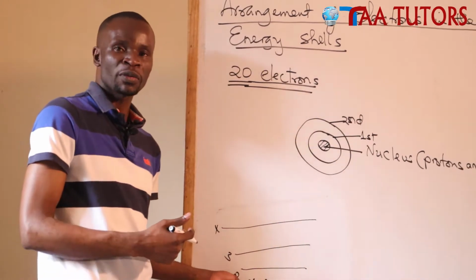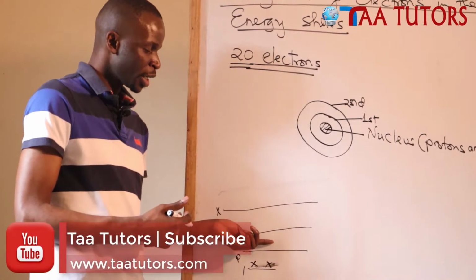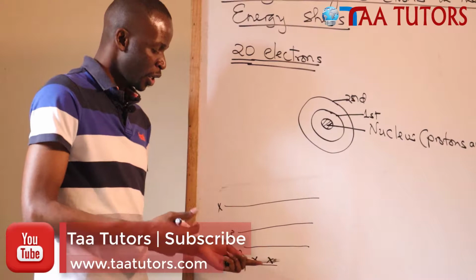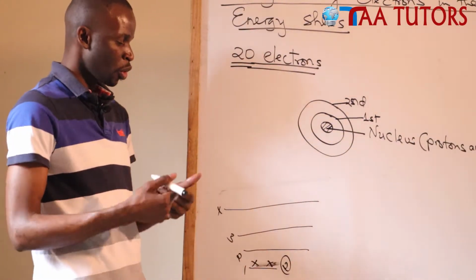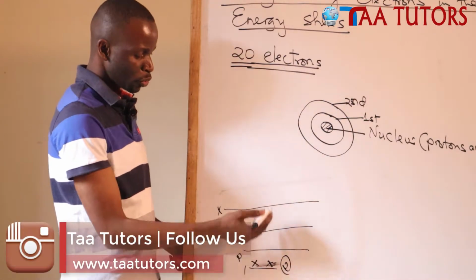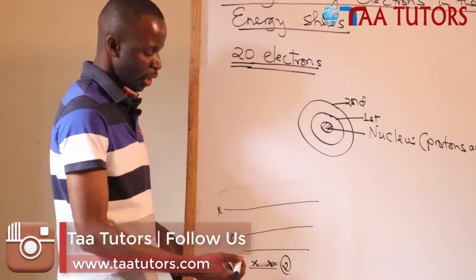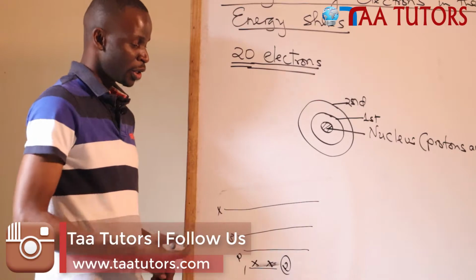I have to fill the first one first. So I cannot start filling the second energy shell before filling the first one. So assuming the first one can only be filled with 2 electrons or 2 loaves of bread, then I move to the second energy shell here, or the second shelf.